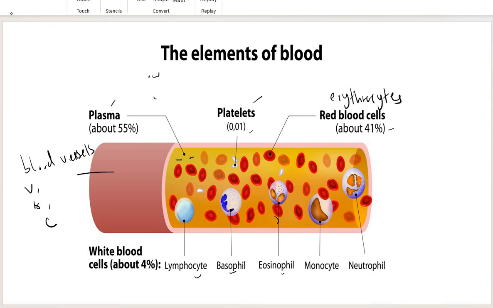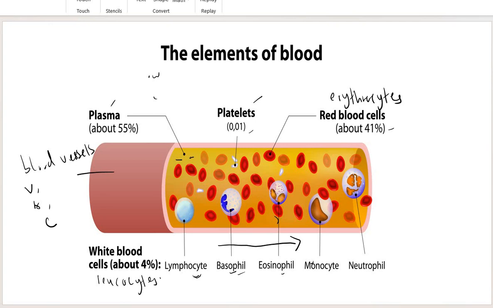Okay, and then we have the white blood cells or leukocytes. So all these components will flow in the blood vessel in the plasma. So plasma helps to make sure these components can flow inside the blood vessel. Okay, so actually you can see here also leukocytes have so many types. We are going to learn this later. Okay, so these are the elements or components of blood. Okay, composition of blood.